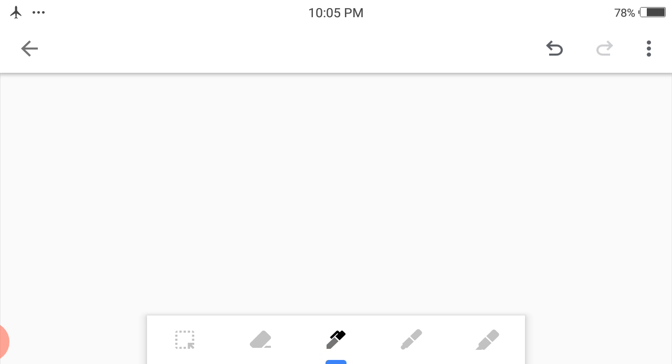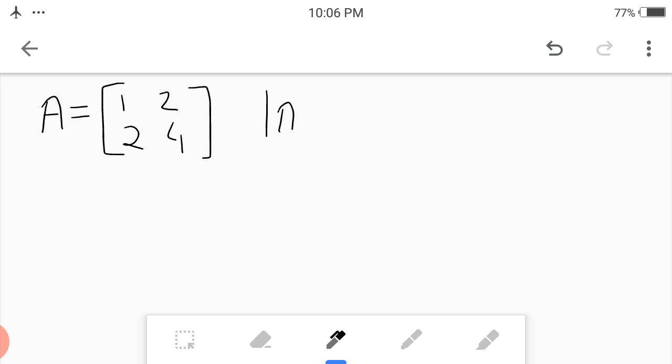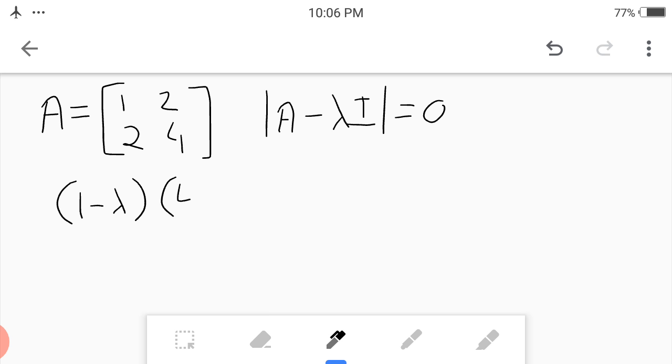Okay, let's start. Let's take a simple matrix A equals [1, 2; 2, 4]. Start with computing eigenvalues. You use the characteristic equation, that is determinant of A minus lambda I should be equal to 0. So the determinant of A minus lambda I, I am writing the equation directly: (1 minus lambda)(4 minus lambda) minus 4 equal to 0.